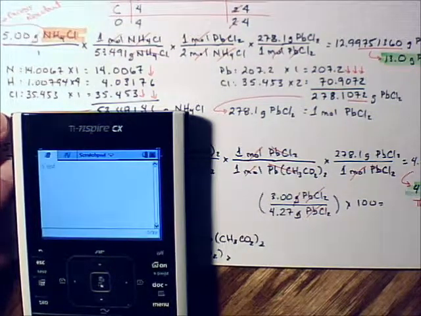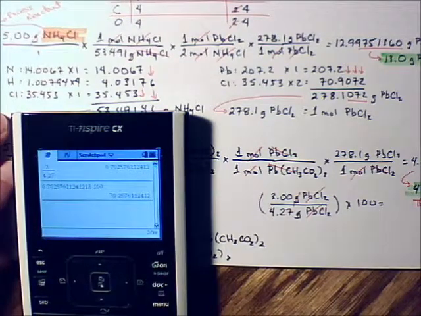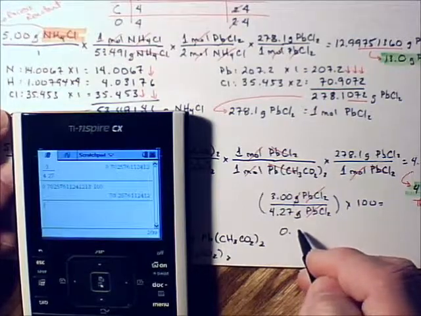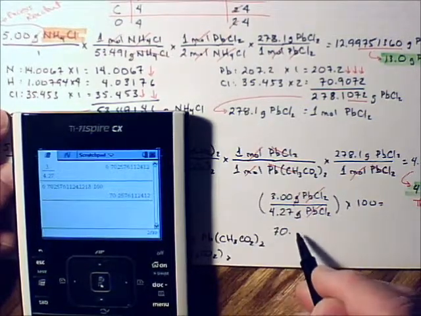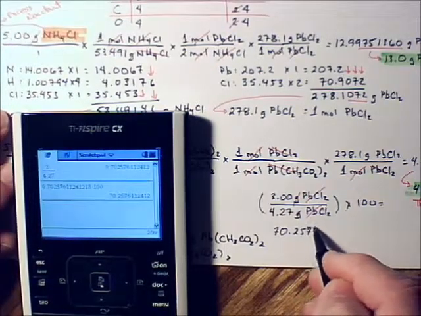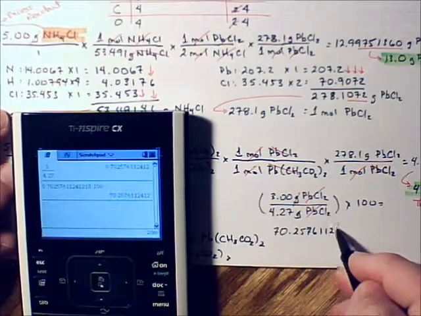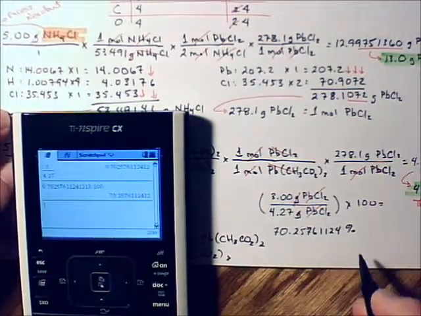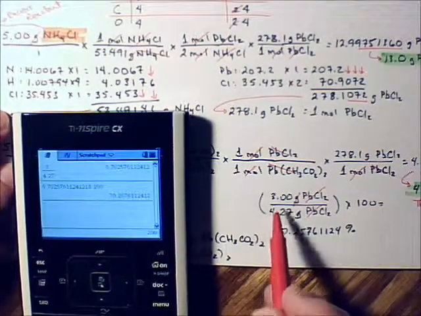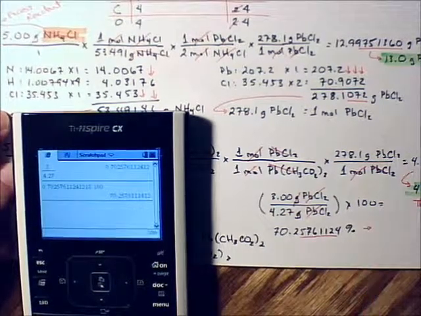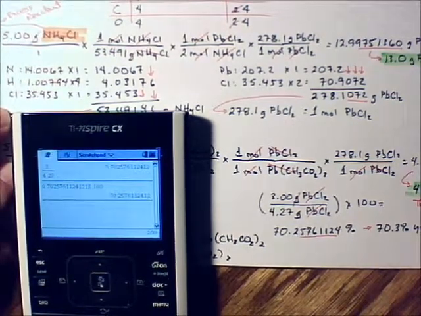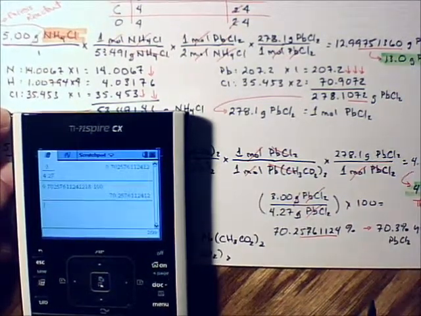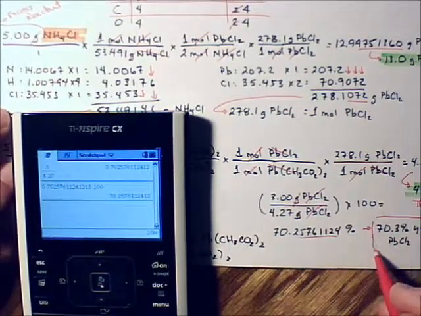So 3.00 divided by 4.27, enter, then times 100, and we get an unrounded answer of 70, I'm sorry. I'm looking at the wrong number. You're right. 70.257661124 is probably what you guys have. And that's percent. We want to round that off to the correct number of significant digits. In this case, 3. So we have 70.3% yield in lead-2 chloride. And that's our percent yield.